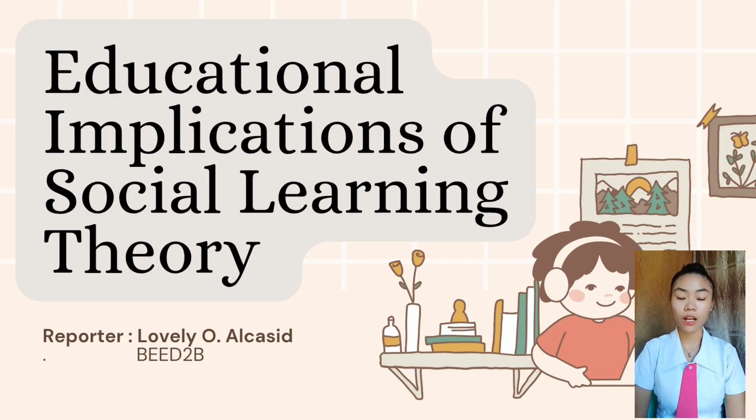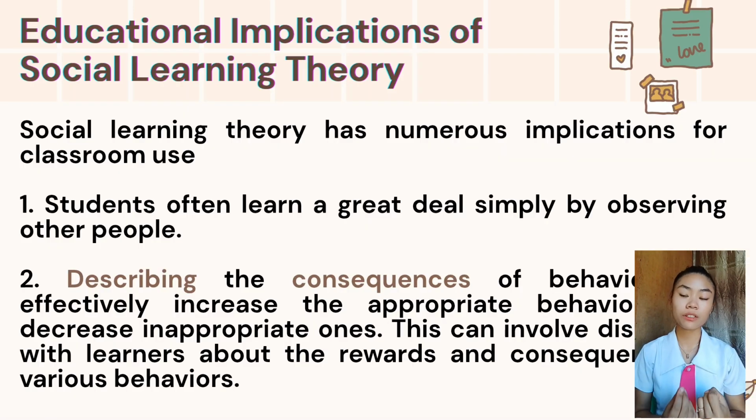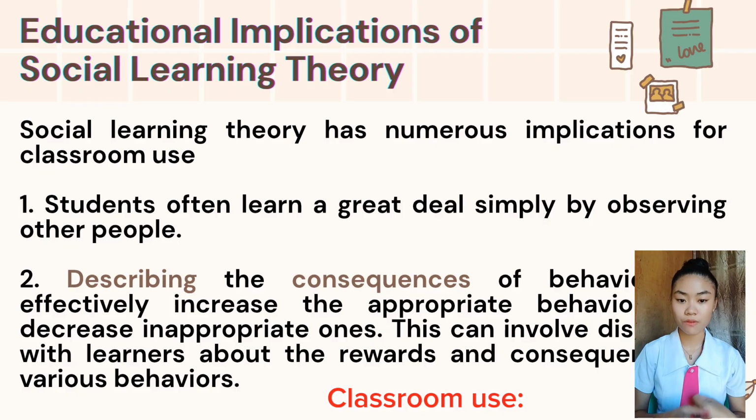So today I will discuss the educational implication of social learning theory. So what is social learning theory? It explains how the teacher uses the idea that the learners or the students learn by observing, imitating, and interacting or socializing with others. So, social learning theory has numerous implications for classroom roles.